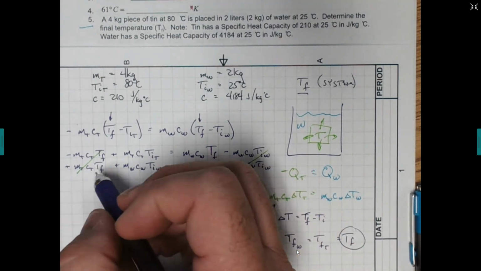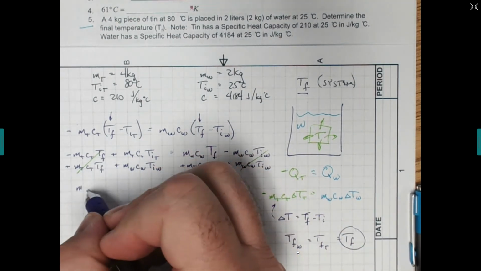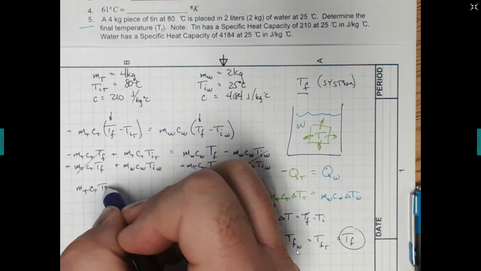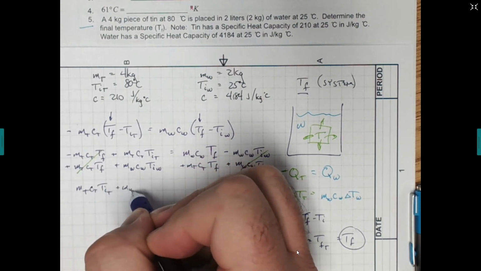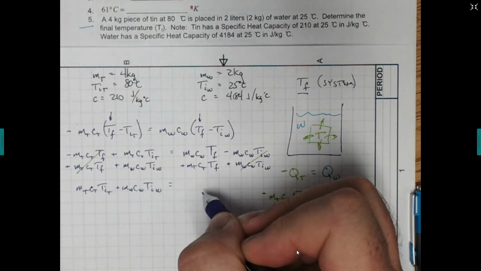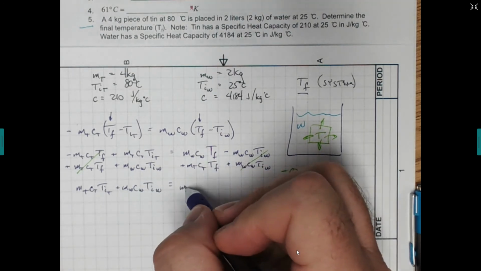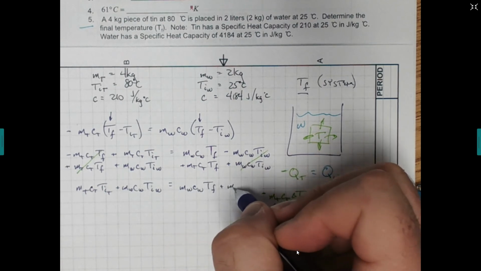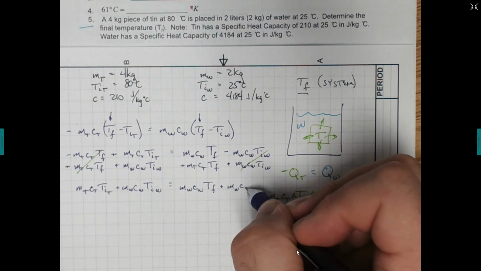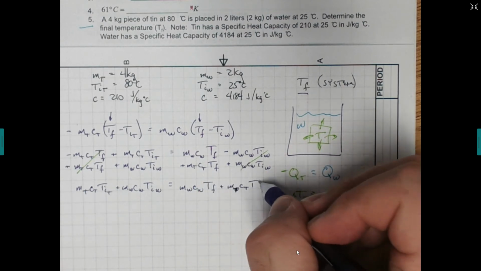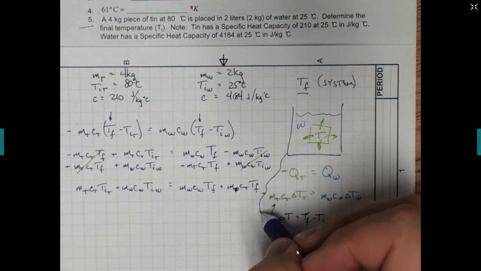And now let's do all that. So over here we have that one away. So we have the mass of the tin, specific heat of tin, temperature initial of the tin, plus the mass of the water, specific heat of the water, temperature initial of the water, equals the mass of the water, specific heat of the water, temperature final, plus the mass of the tin, specific heat of the tin, temperature final. Sorry, we're getting kind of blended in there.